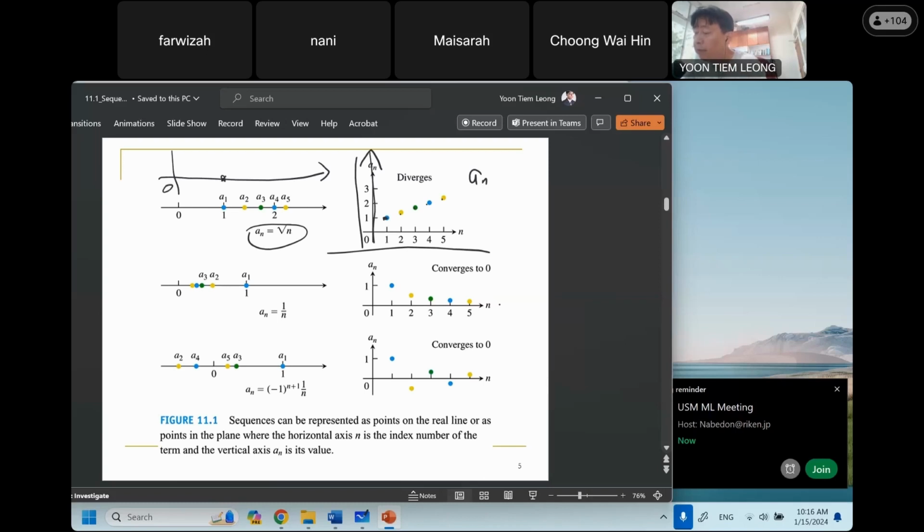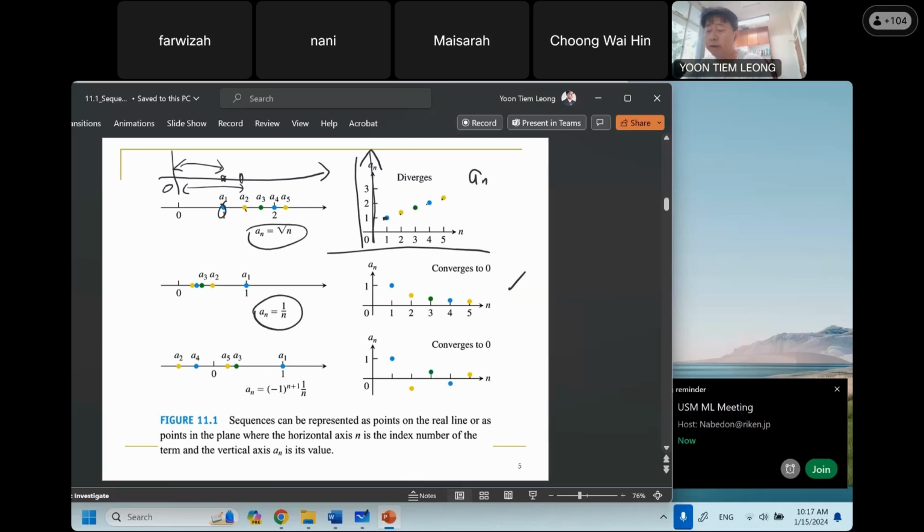Right, so this is the term a1 that is this far away from the origin, then a2 is this far away from the origin. So a2 is further from the origin than a1, therefore the value of a2 is larger than a1, and the first term a1 has a value of 1. So this is another example.